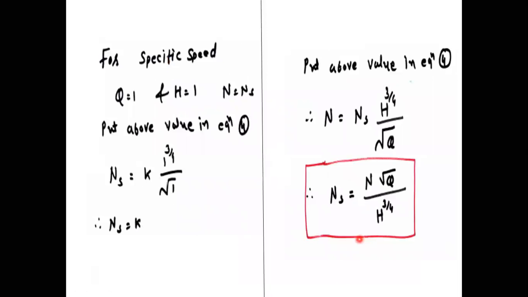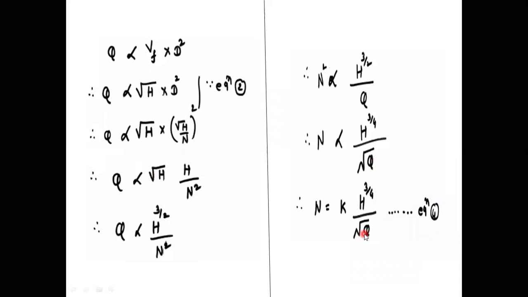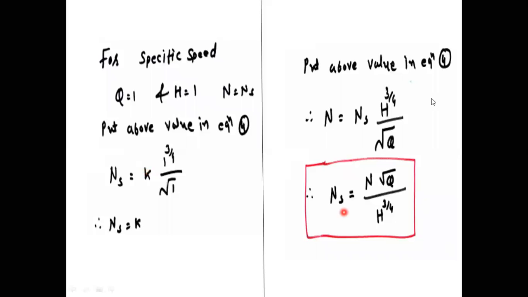So instead of N I can put NS, K as it is, H is equal to 1, Q is equal to 1. So I can get NS is equal to K. Put this value of K in equation 4, so I get N is equal to NS into H raised to 3 by 4 divided by square root Q. Taking square root Q and H raised to 3 by 4 to the left hand side, NS is equal to N square root Q divided by H raised to 3 by 4.